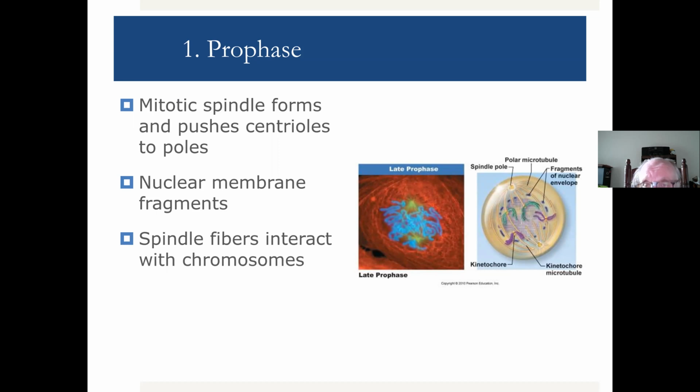Nuclear membrane is broken down. The chromosomes are starting to be seen. Okay, they're starting to be seen. And spindle fibers, if you can see them, are starting to line up.